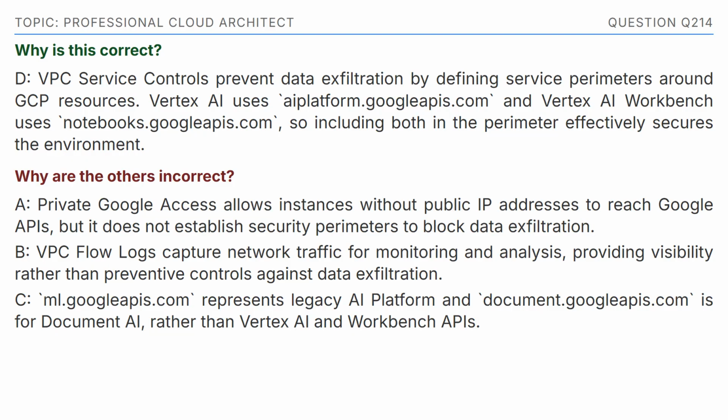Why are the others incorrect? A. Private Google Access allows instances without public IP addresses to reach Google APIs, but it does not establish security perimeters to block data exfiltration. B. VPC flow logs capture network traffic for monitoring and analysis, providing visibility rather than preventive controls against data exfiltration. C. ml.googleapis.com represents the legacy AI Platform and document.googleapis.com is for Document AI, rather than the Vertex AI and Workbench APIs.